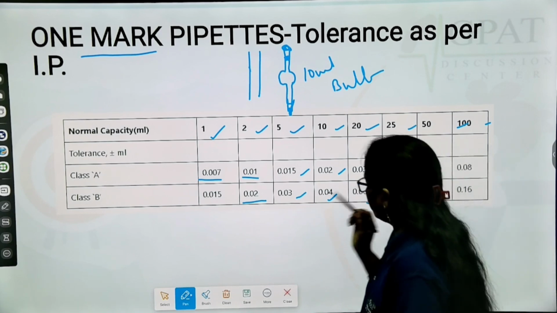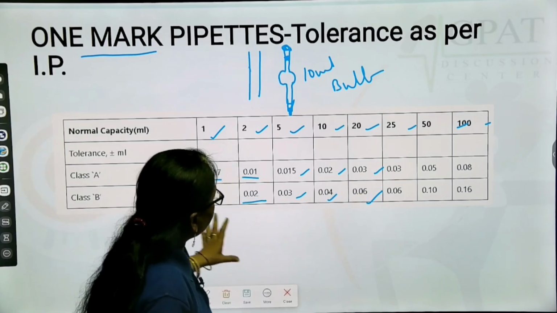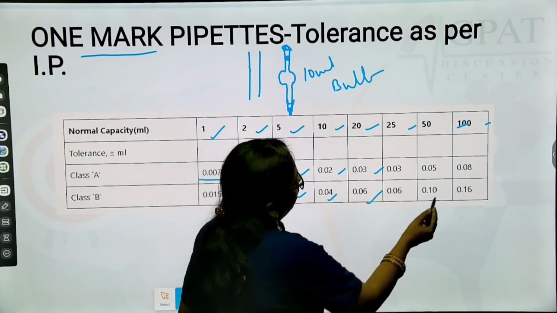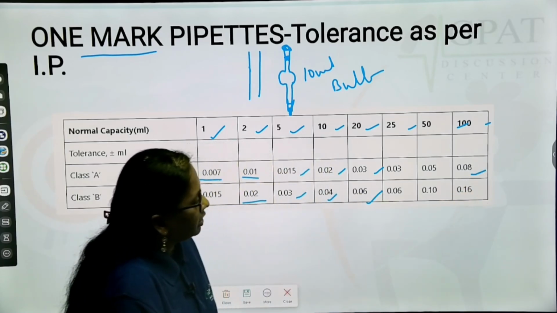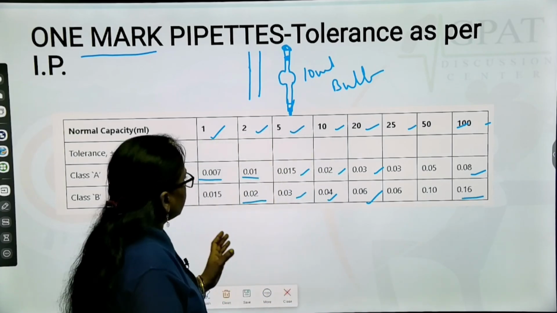Almost all the class A values are there, and the class B values are double those of class A. For 100 ml you see 0.08, then 0.16 for the class B grade glassware.